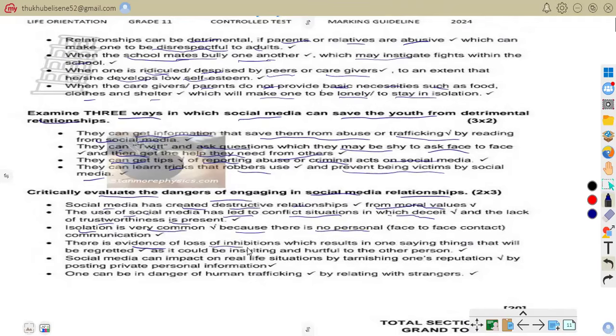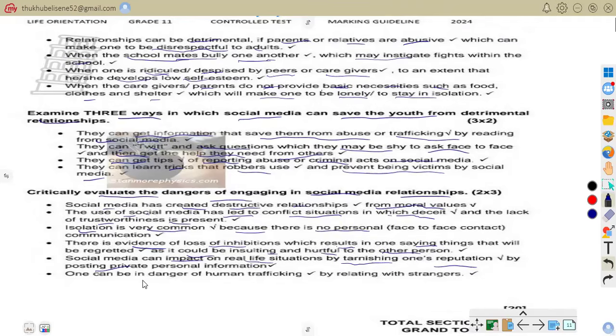There is evidence of loss of inhibitions, which results in one saying something that will be regretted, as it could be insulting and hurtful to the other person. So loss of inhibitions means people may post hateful things online without thinking, posting insulting comments during arguments. Social media can impact real life situations by tarnishing one's reputation, by posting private personal information. So damage to reputation. Private information online can embarrass people. For example, posting someone's private photos without permission.